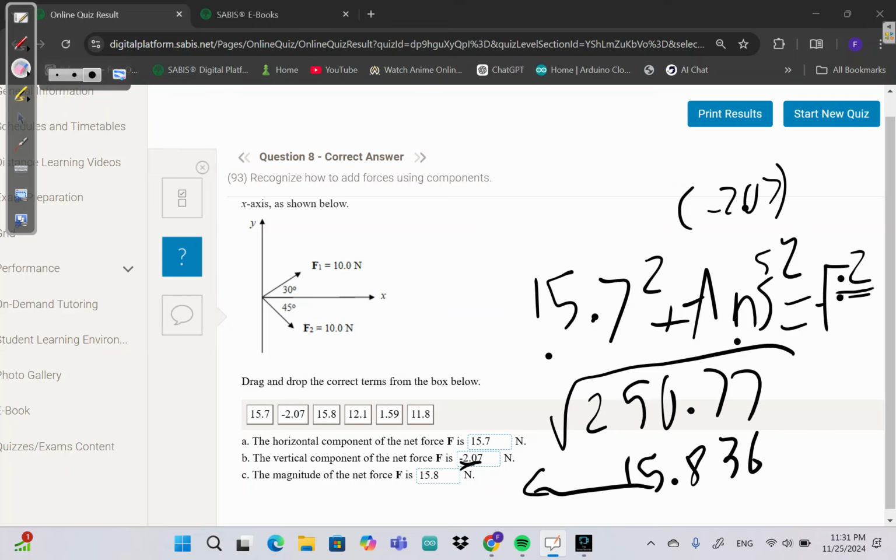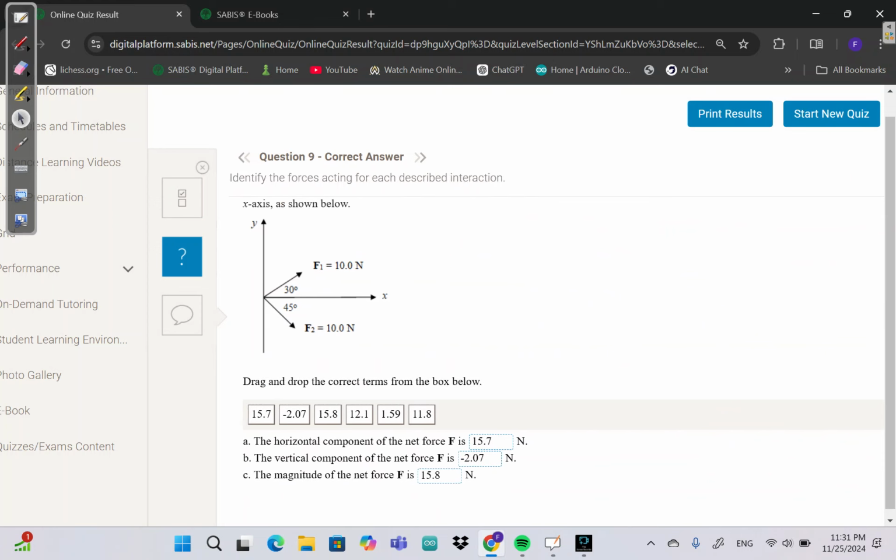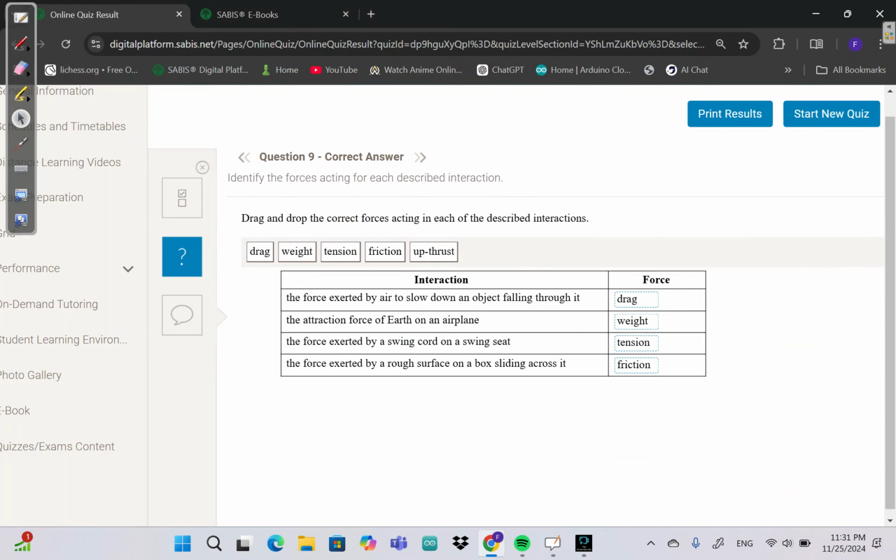What's the next question now? Okay. The force exerted by air to slow down an object, this is always going to be drag. The attraction of earth is weight. Swing cord, any cord or rope is tension. And between a surface and anything moving on it is going to be friction. Okay, next question.